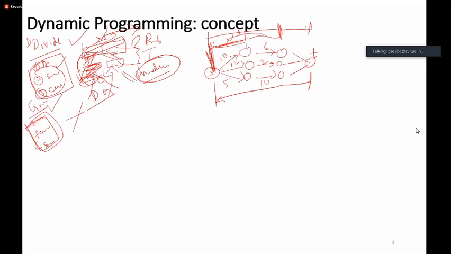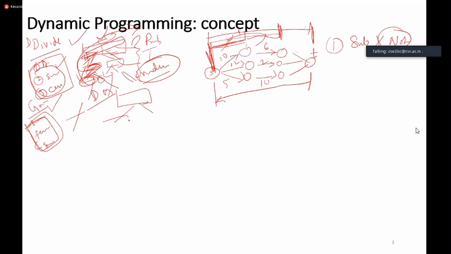Then you may get the shortest distance from S to here. For example, if I want to calculate the distance from S to T, you require this one and this one. That means you can divide the problem into subproblems, but the subproblems are not independent. Please remember this point. Are you clear about the difference between divide and conquer and dynamic programming? In divide and conquer, we divide the problem into subproblems.